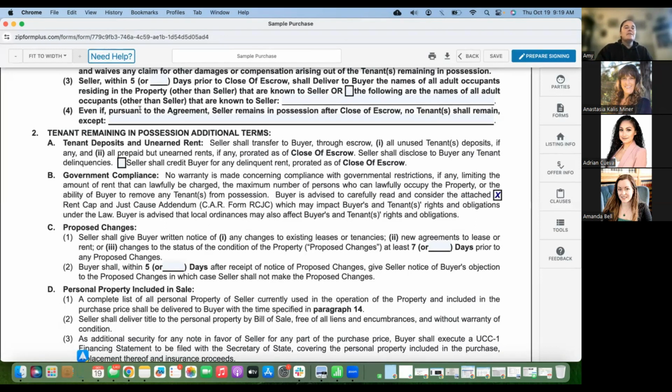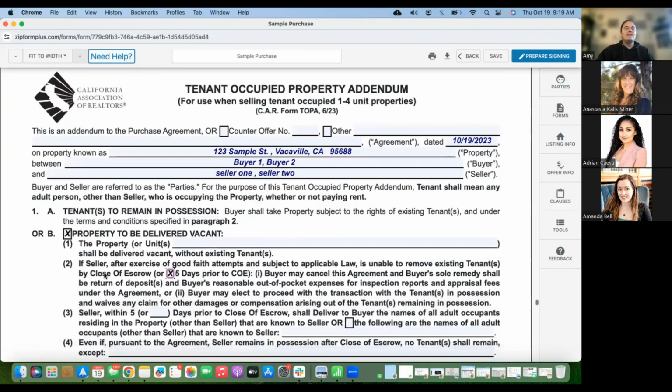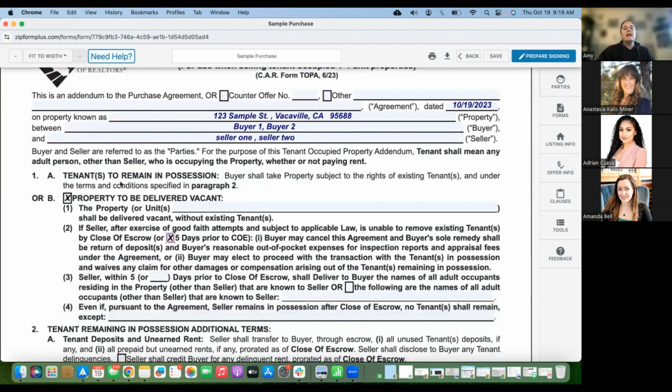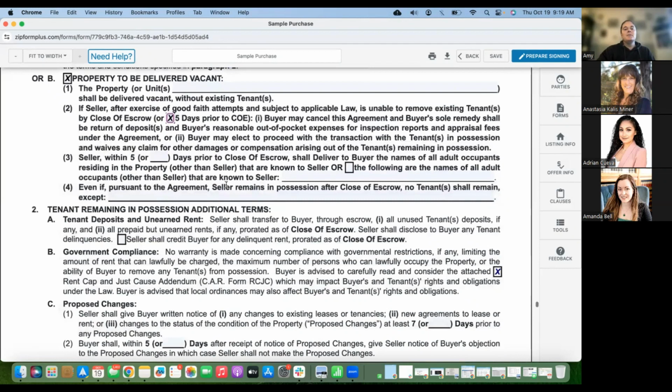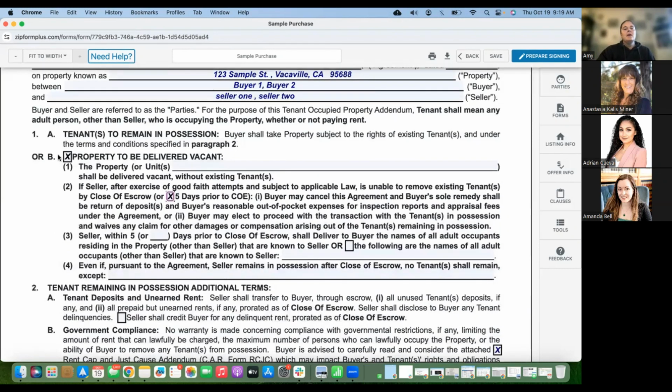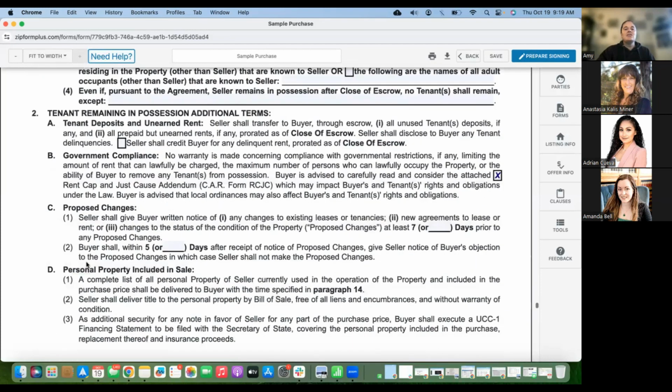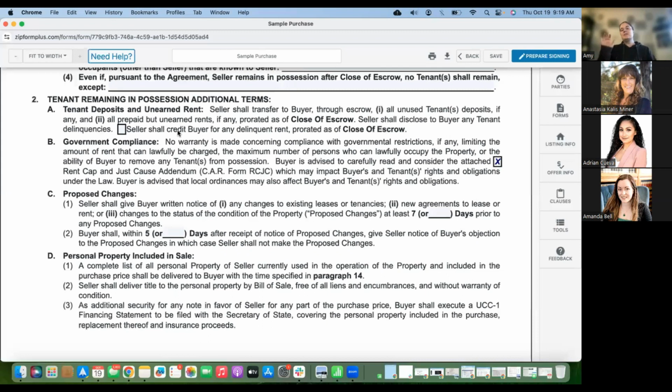All right. So number 2 is the tenant remaining in possession. Up here, it's specified that if the tenant is to remain in possession under 1A, we would see the additional terms and conditions in paragraph 2. So if we are doing 1B and all the units are to be delivered vacant, then all we do is 1B. We are going to skip section 2. But with tenants remaining in possession, we go into section 2A, tenant deposits and unearned rent.